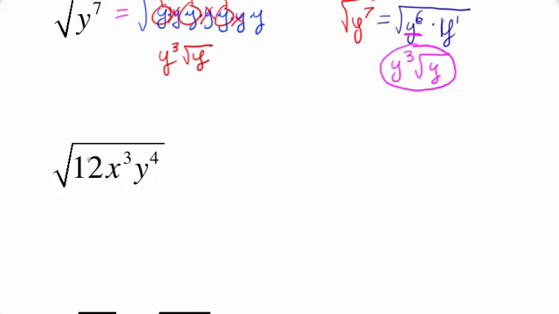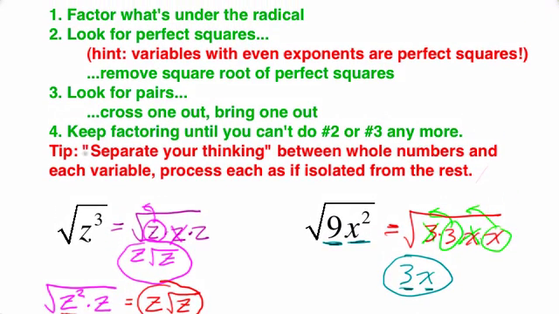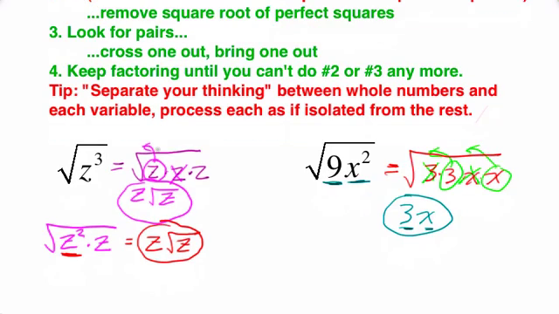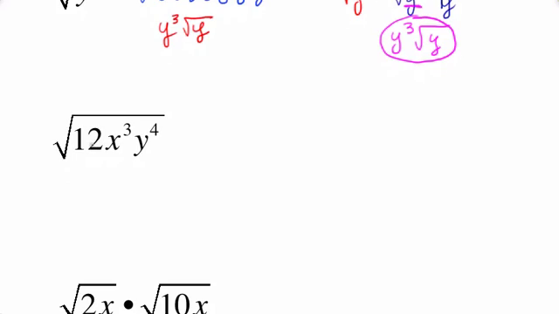All right, let's do another one that has a whole number and then an x and a y. And in this case, let's go back to the tip that I gave you earlier, which says separate your thinking. If you could separate your thinking between the whole numbers and each variable, sometimes it's a lot easier to process than trying to look at everything all at the same time. So in this case, we're going to just take a look at the 12. So let's just do a big radical sign, and let's just focus in on the 12. In fact, I'll do several radical signs.